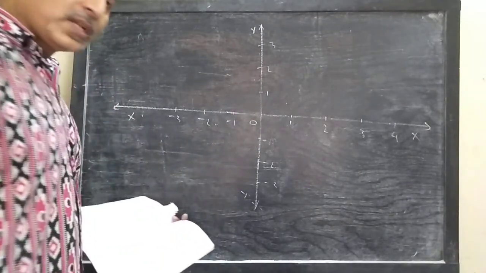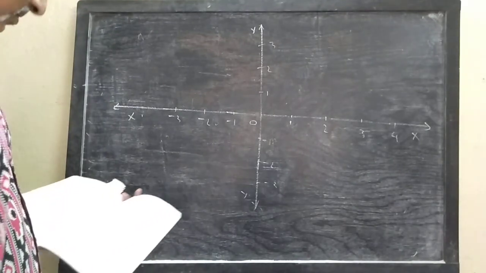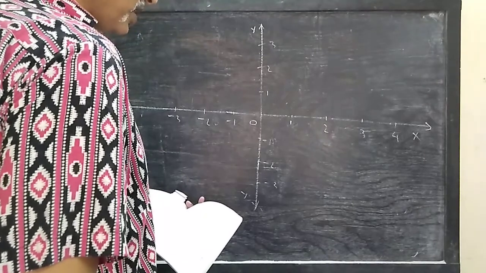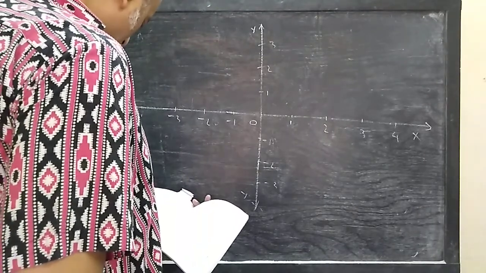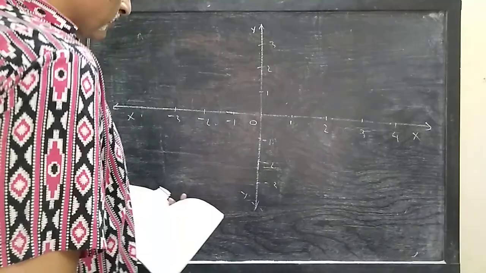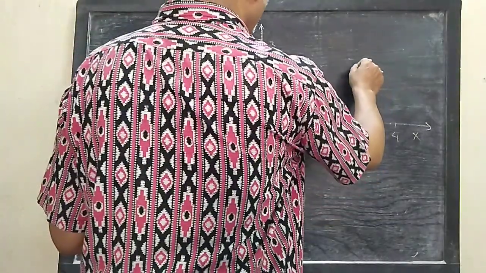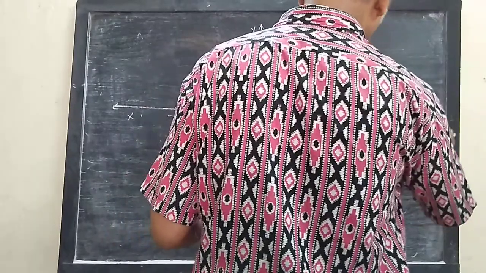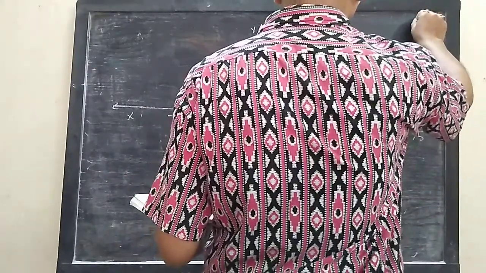We take 10 small divisions equal to 1 unit along both axes. Okay. Then the points are (2, 3) and (5, 4). Now (3, 2) will be here, and (5, 4), this is (5, 4), will be here.